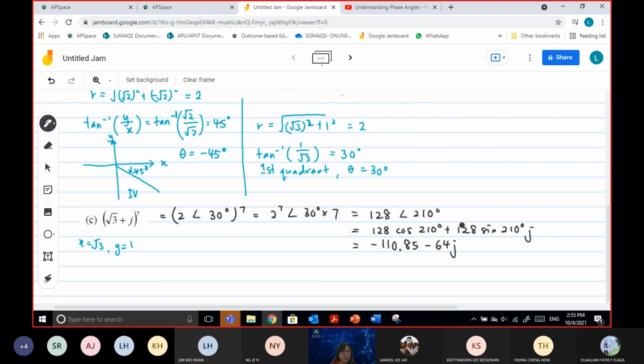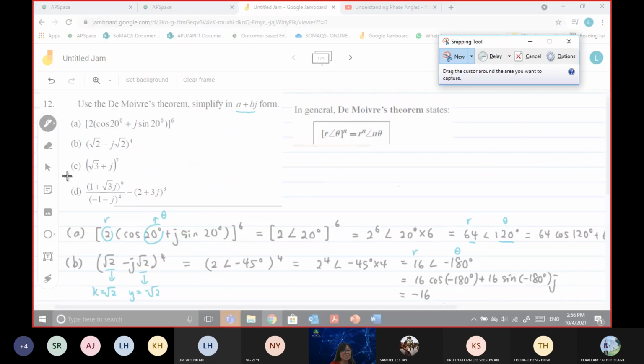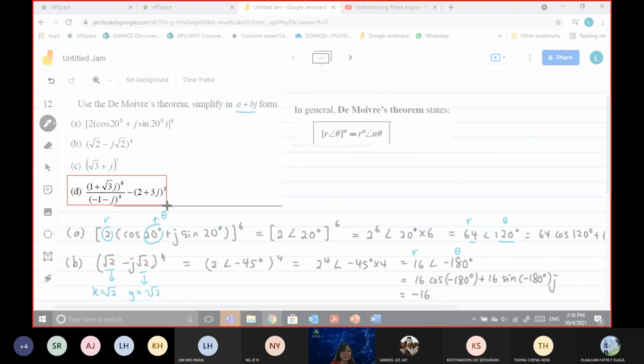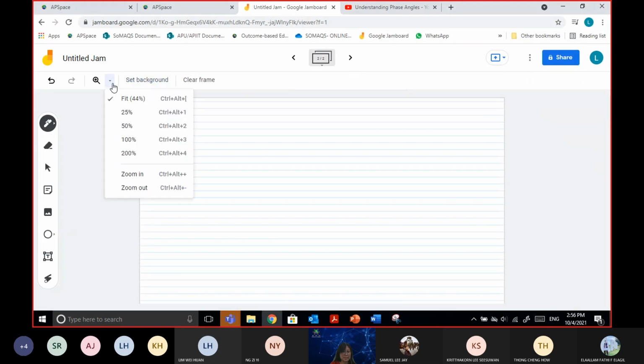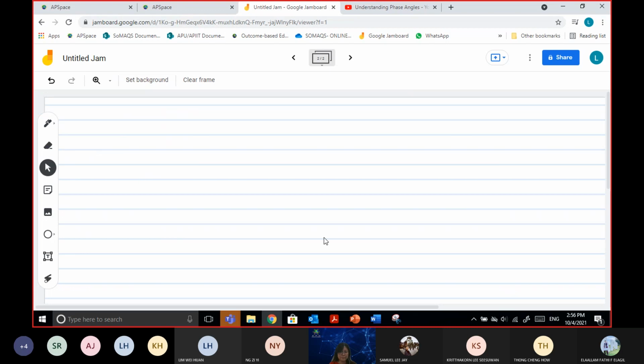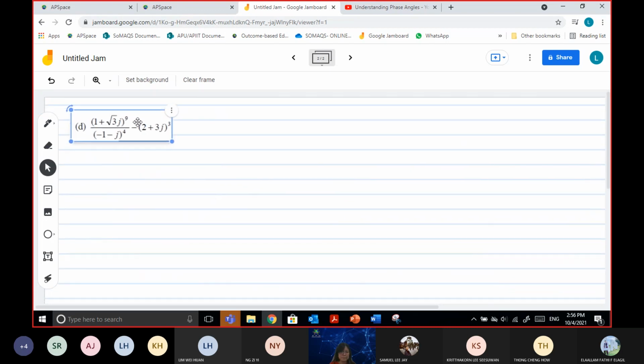Okay, so we have done B and C. So the last is D. Oh, D, there's a lot of calculation. Let me start D on another page. So this is part D, and we have 3 complex numbers, each one with the power of 9, power of 4, power of 3.